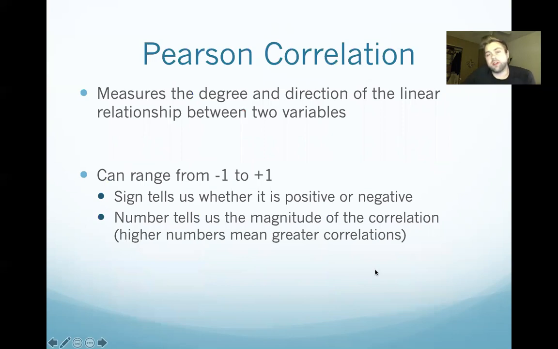So correlations are measured using the Pearson correlation. It measures the degree and direction of the linear relationship between two variables. And it can range from -1 to +1. And the sign tells us whether the relationship is positive or negative, and the number tells us the magnitude. And the higher the number in either direction is the greater the strength of the correlation.